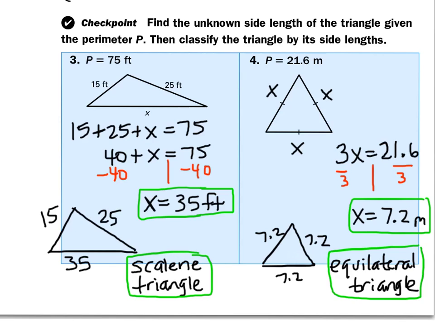Okay, take a look at number 4. The perimeter is 21.6 meters, and all we know is that they gave these little tick marks. See the little tick marks? That means that all three sides are the same. Since we don't know it, let's call them all x. So this side is x, this side is x, and this side is x. The perimeter would be x plus x plus x, which is 3x equals 21.6. Let's get rid of the 3 by dividing both sides by 3. So x equals 7.2 meters. Now if all three sides are the same, we call this an equilateral triangle. That means all three sides have the same measure.